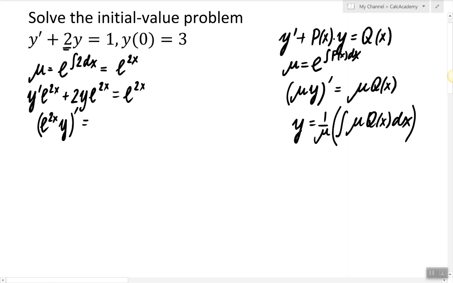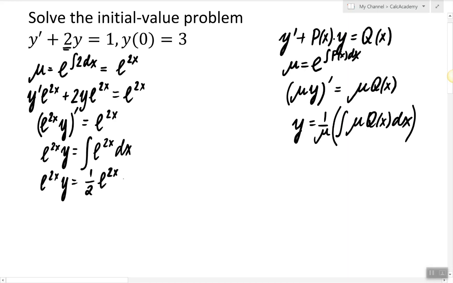and on the left-hand side we recognize the derivative of the product of e to the 2x and y. Now we isolate e to the 2x times y by taking the antiderivative of the right-hand side, and the antiderivative of the right-hand side is just 1/2 e to the power 2x, and we add the constant of integration here. And since we have an initial value problem, let's find this constant of integration right away.